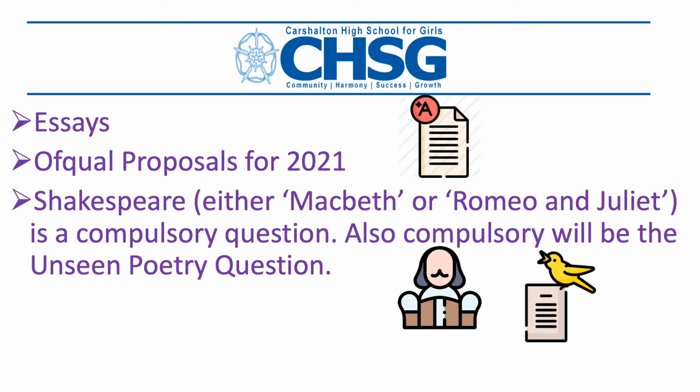First of all, Shakespeare, for your daughter, either Macbeth or Romeo and Juliet, is a compulsory question. She will be studying this after her November English language PPEs. Also compulsory will be the unseen poetry question. Your daughter will be prepared for this during the revision period after the Shakespeare unit of work. The 3 other texts have now been made optional. That means that the students can drop one of the 3 texts and they don't have to answer a question on all 3 in the exam.